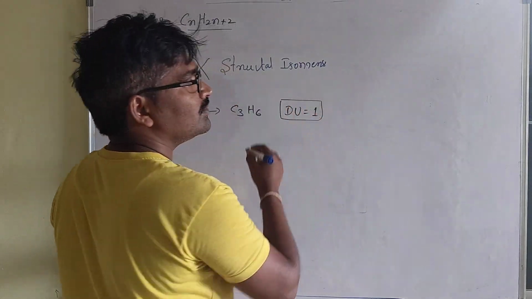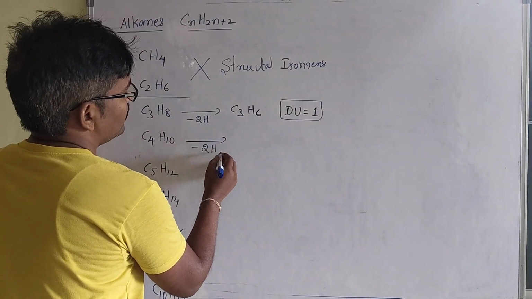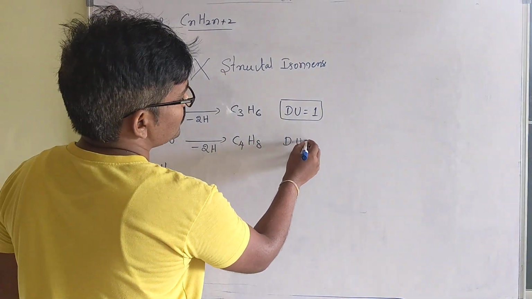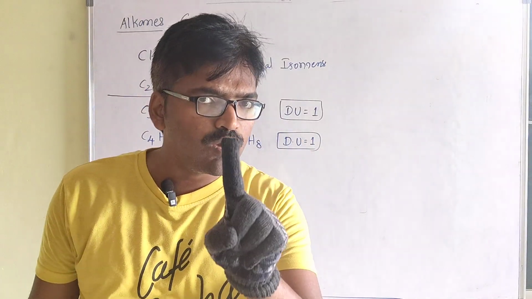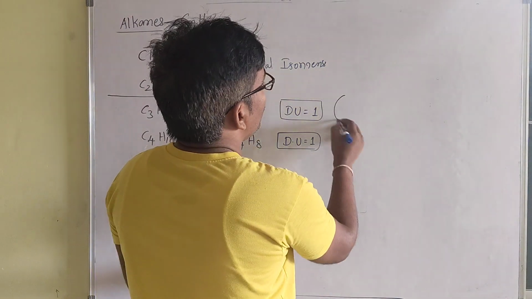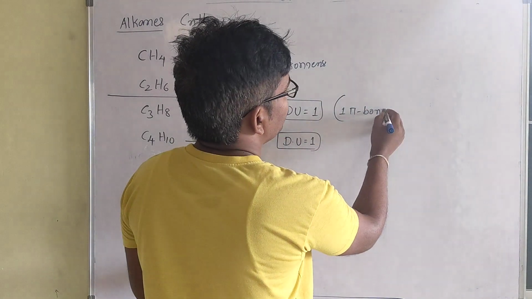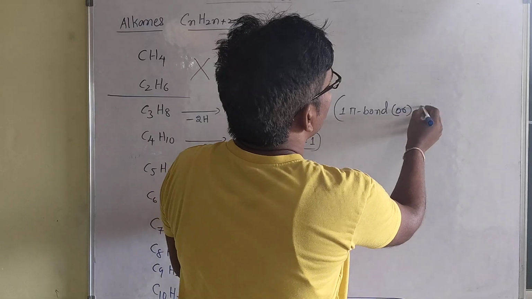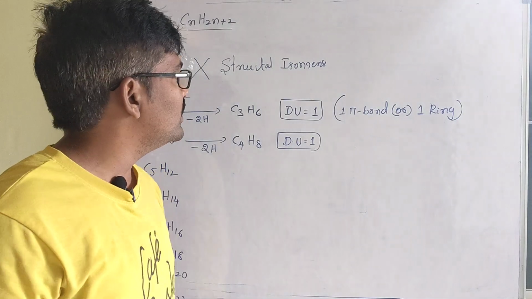Degree of unsaturation 1. Here, 2 hydrogen atoms are fewer, then C4H8. Degree of unsaturation is equal to 1. Remember that. Once the degree of unsaturation is equal to 1 in the particular compound, 1 pi bond is possible, or 1 ring is also possible. 1 pi bond possible, or 1 ring possible. That you have to see.